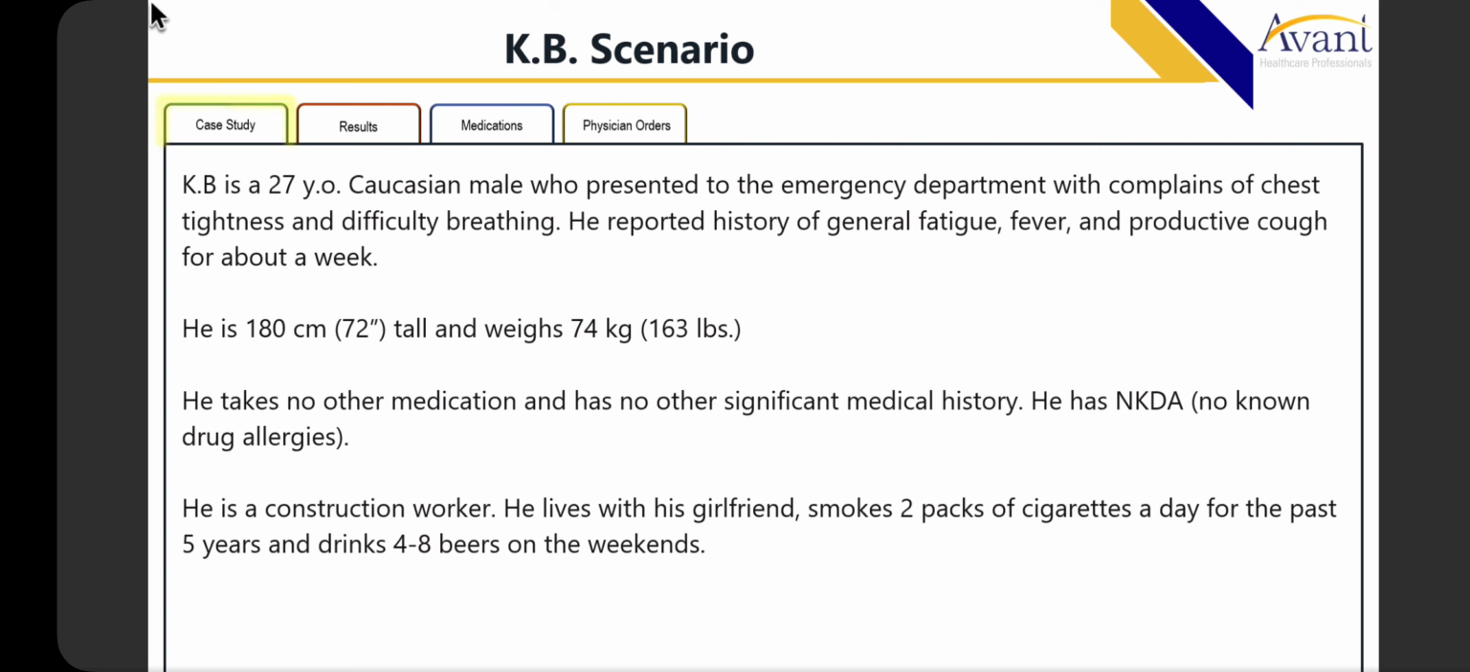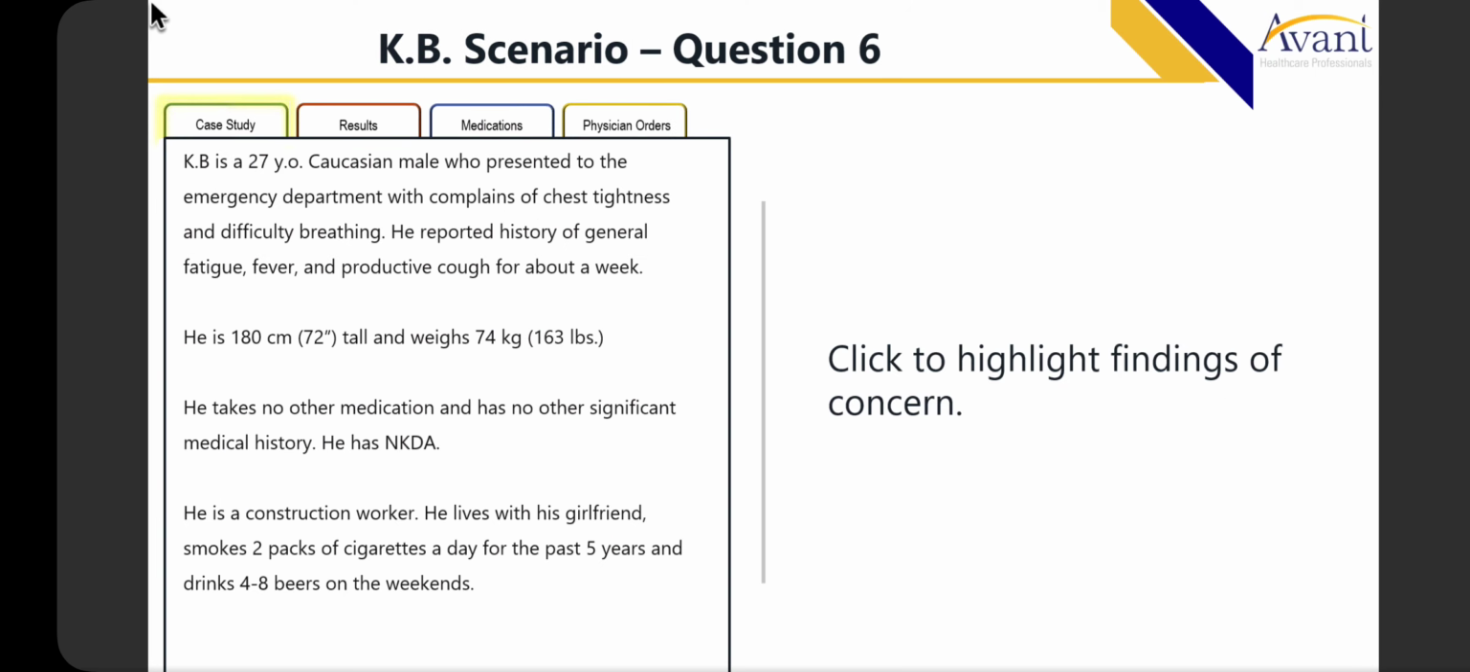All right. So we're going to start out with our very first question, which is to highlight findings of concern. Now, let me just give you a tip. When you get to the NCLEX and you're doing a case study, they may or may not ask you to highlight the things that stand out. So if they don't ask, you do it anyways. In other words, write it down on your whiteboard, all of the clues, what's going on with this patient, what stands out.